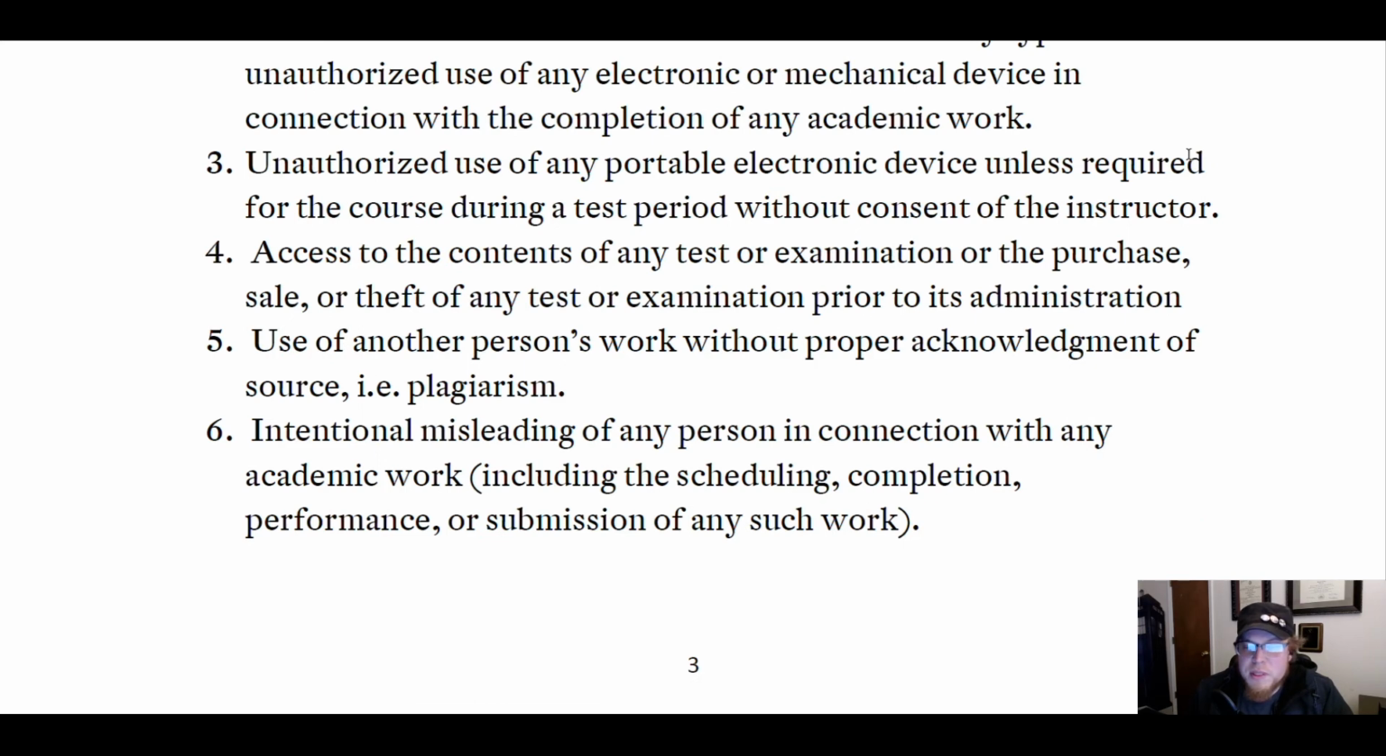6, intentional misleading of any person in connection with any academic work, including the scheduling, completion, performance, or submission of any such work. So you're like, I'm going to do my final exam, but actually it's going to be my cousin that does it for me because they have a degree in philosophy. That would be an instance of academic dishonesty.